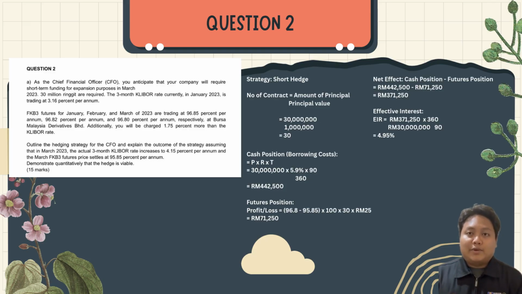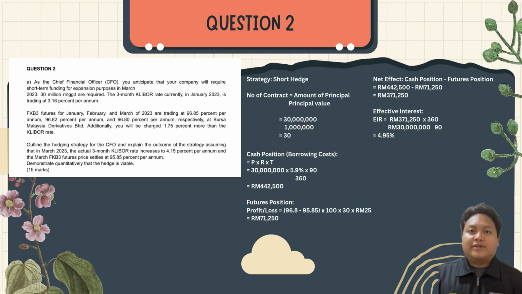Fast forward to March 2023, the market shifts and interest rates rise. The actual 3-month LIBOR climbed to 4.15%, causing the March FKB3 futures price to settle downward at 95.85. At this point, we execute two simultaneous actions. First, we secure our physical 30 million ringgit loan from the bank at the new floating rate, which is 5.90%. Second, we close out our derivative position by buying back our 30 FKB3 contracts at 95.85.